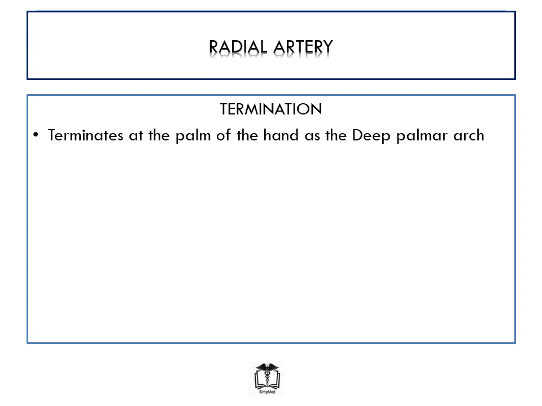So once the radial artery makes its exit from the forearm by winding around the wrist to enter into the palm, at the palm, the radial artery terminates by becoming the deep palmar arc.